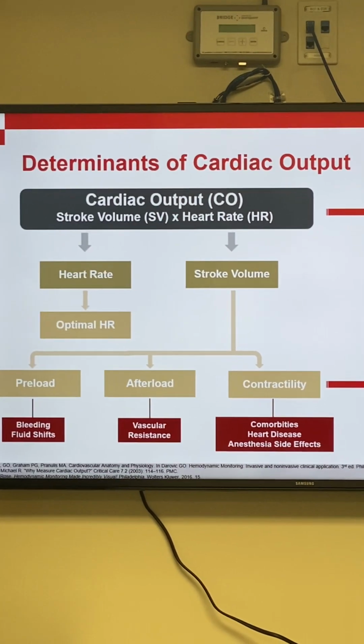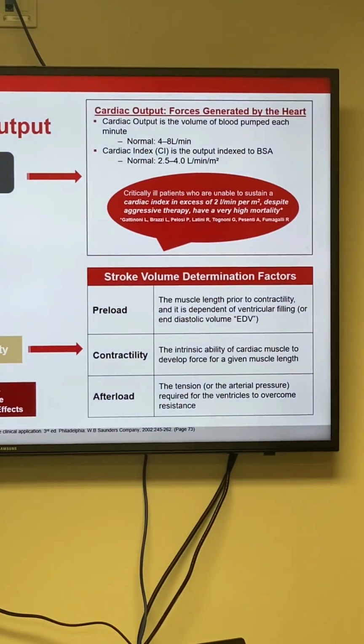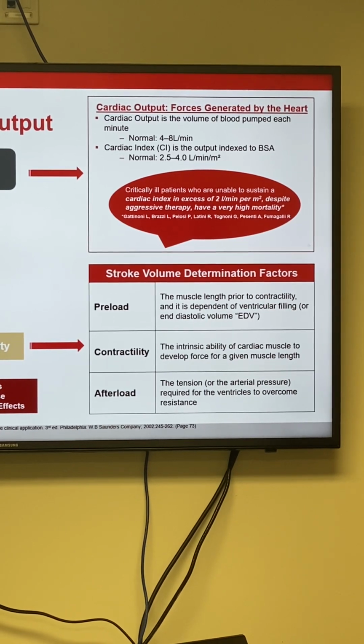If you ever see cardiac output, or you have a cardiac index, or a stroke volume index, that just takes into account the patient's body surface area.